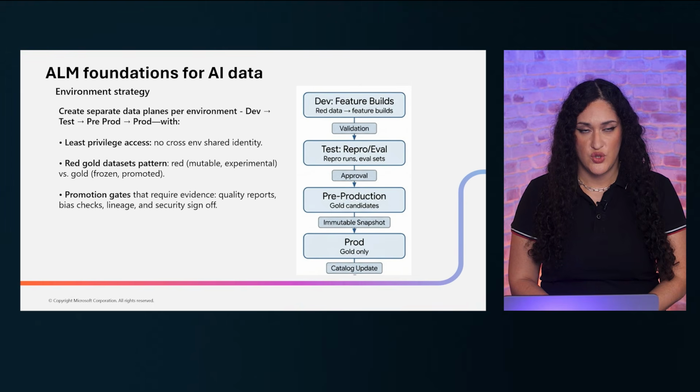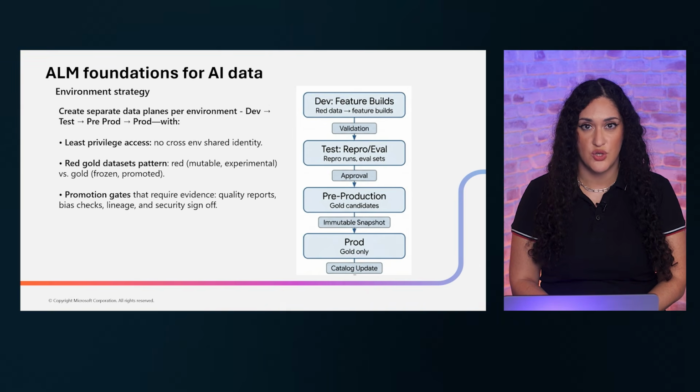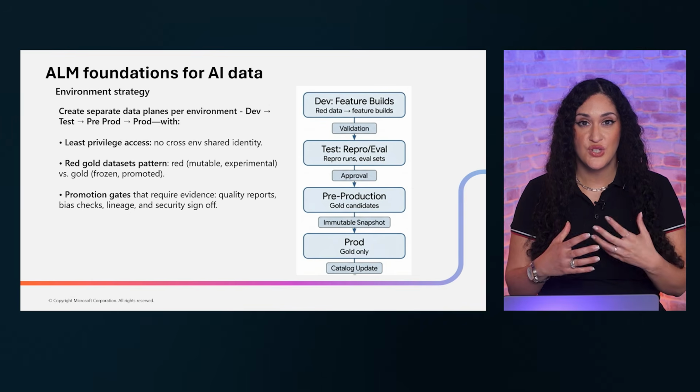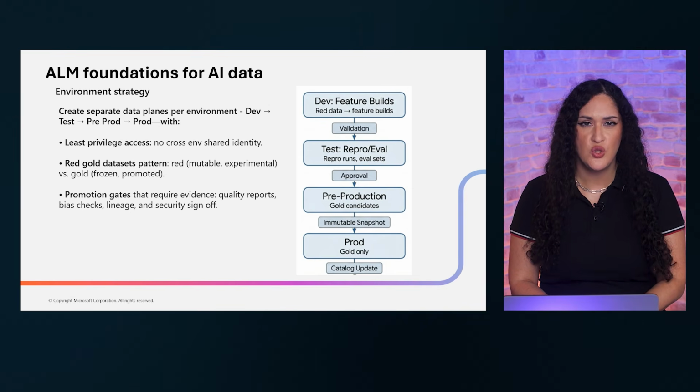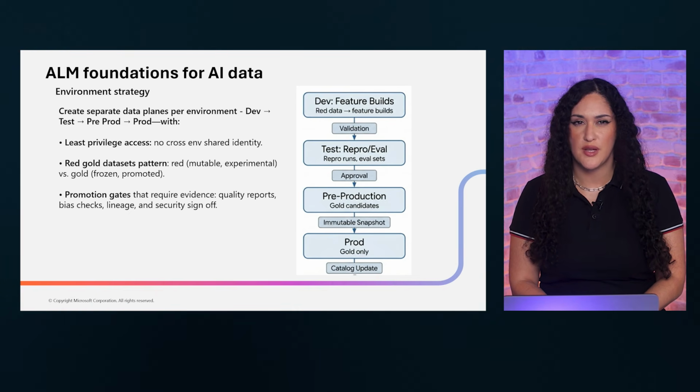Your environment strategy for AI data is very important. Create separate data planes for each environment: dev, test, pre-prod, and production. Each one must enforce least privilege access with no shared identity across environments. Use the red gold datasets pattern. Red datasets are mutable and experimental in dev, while gold datasets are frozen and promoted for production use.